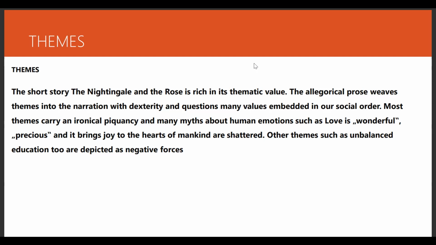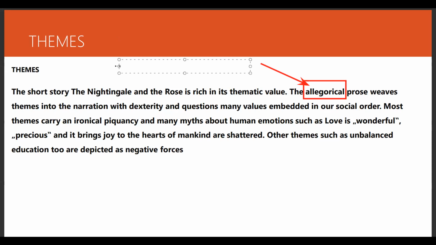That is a must. The short story, The Nightingale and the Rose, is rich in thematic value. There are a lot of themes that the writer tries to address to the audience. The allegorical prose weaves themes into the narration with dexterity and questions many values embedded in our social order. What do you mean by allegorical? Allegorical means a lot of symbols and explanations are used in order to explain something by referring to certain objects, animals and characters. Allegorical means the characters are symbolizing some kind of ideas.